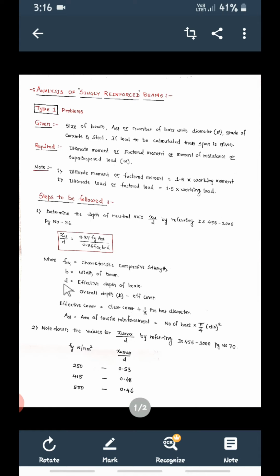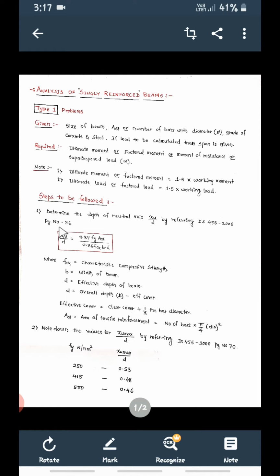Okay, so first you need to calculate the neutral axis depth, the actual neutral axis depth. So the first step is to determine the depth of the neutral axis, that is xu by d. Using the given data, we need to calculate xu by d by referring to IS 456 2000. This is the code you need to refer to. I request all of you to download this IS 456 2000 code book.